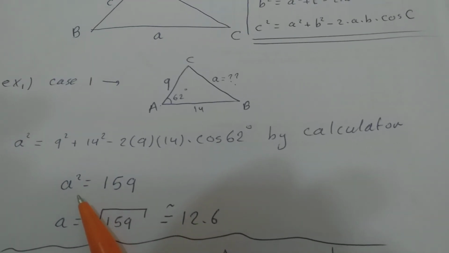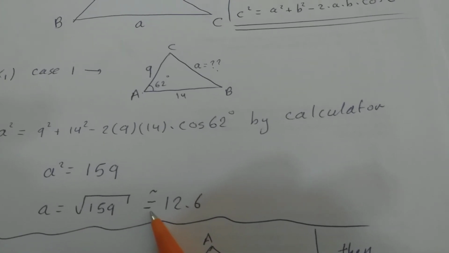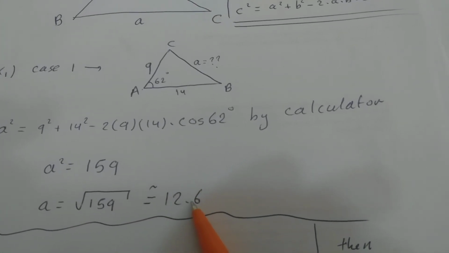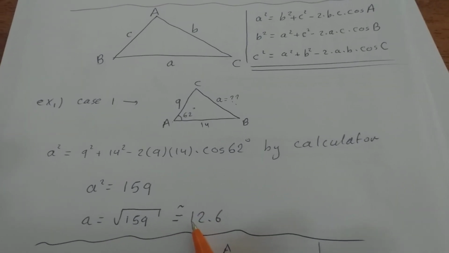But I need a, not a squared. a is the square root of 159, which is approximately 12.6. And this will be the first case of the law of cosines.